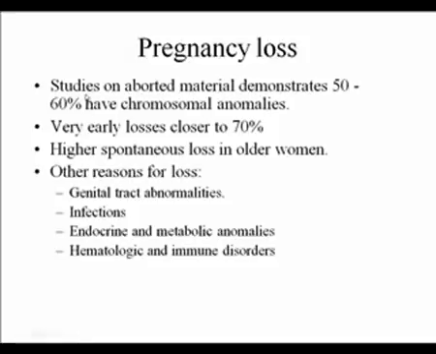There are a lot of reasons for these spontaneous abortions. About 50 to 60% have chromosomal anomalies, though the very early losses are closer to 70%. In women as they age, there's a higher spontaneous loss, and there are other reasons for loss that are listed here. Many reasons why the pregnancy can be aborted early.